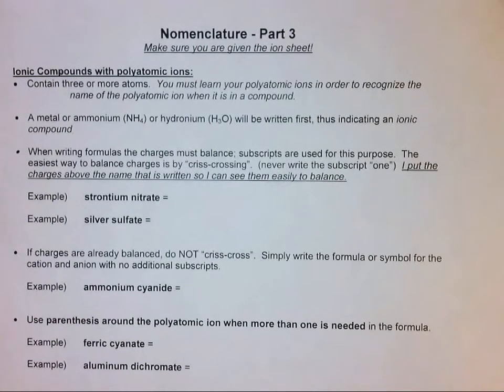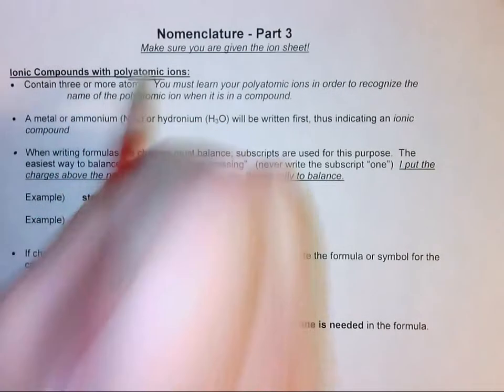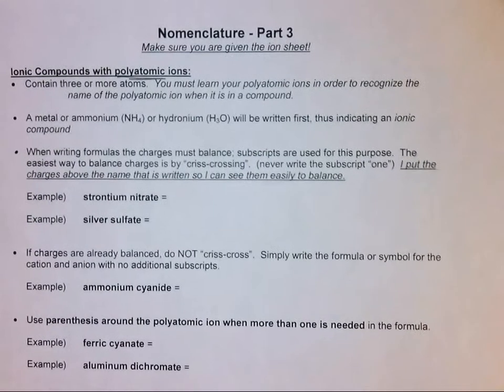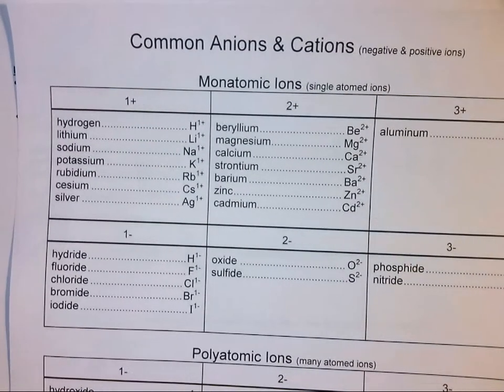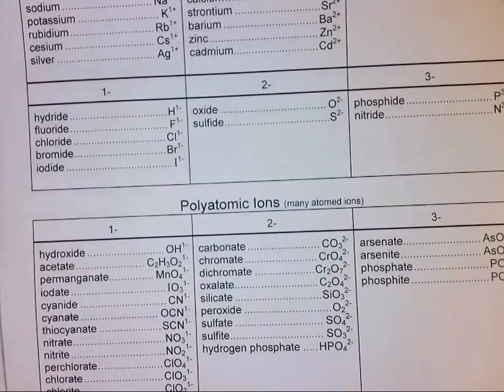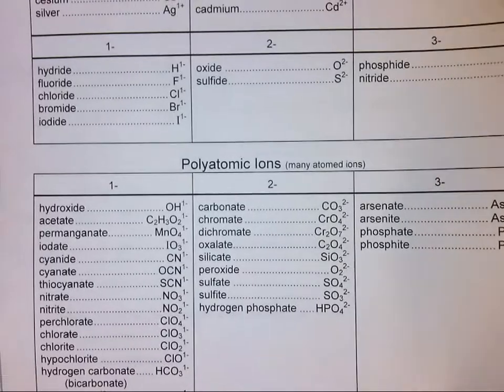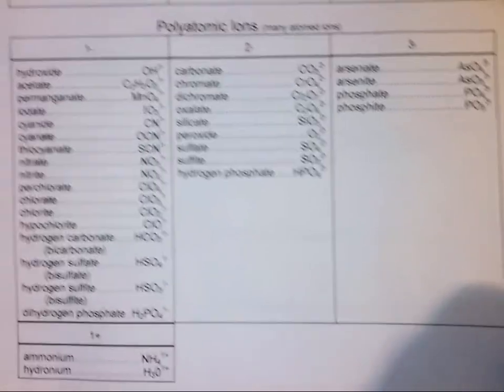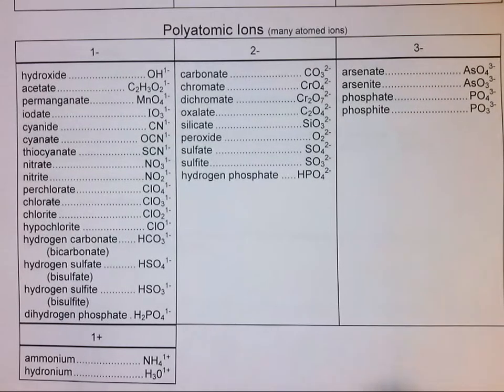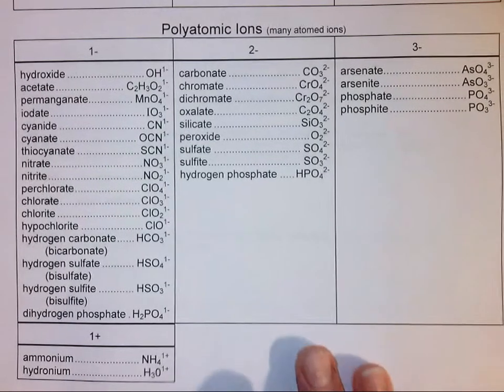Good morning. Nomenclature Part 3 also deals with ionic compounds, but this time we are dealing with polyatomic ions. You probably have a sheet that looks like this or similar. It said common anions and cations, and at the bottom of it, it says polyatomic ions. We are going to be looking at how to write formulas and name compounds that include polyatomic ions.